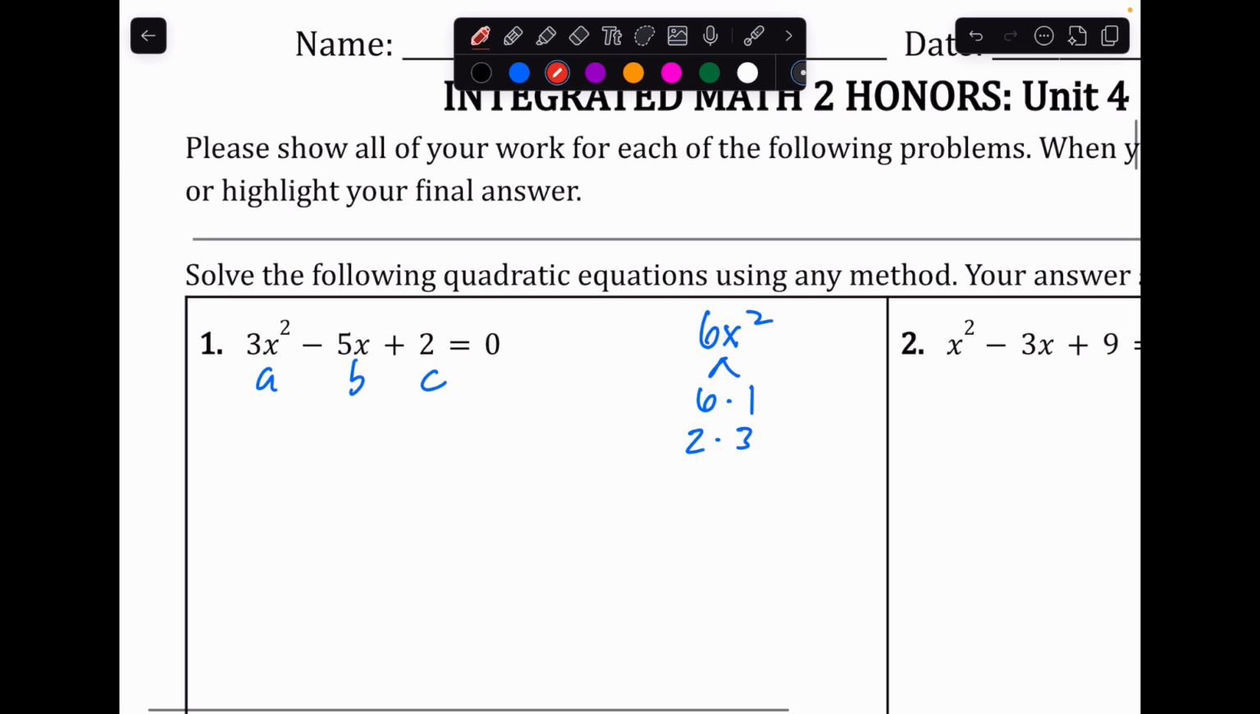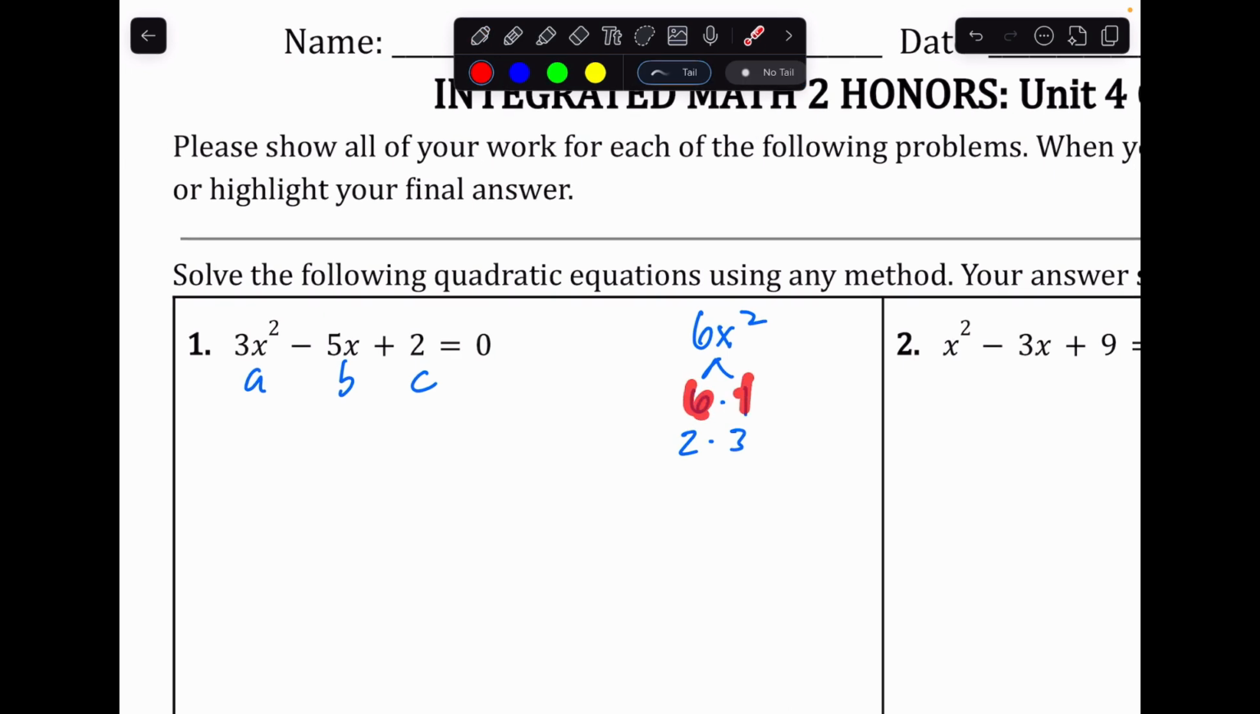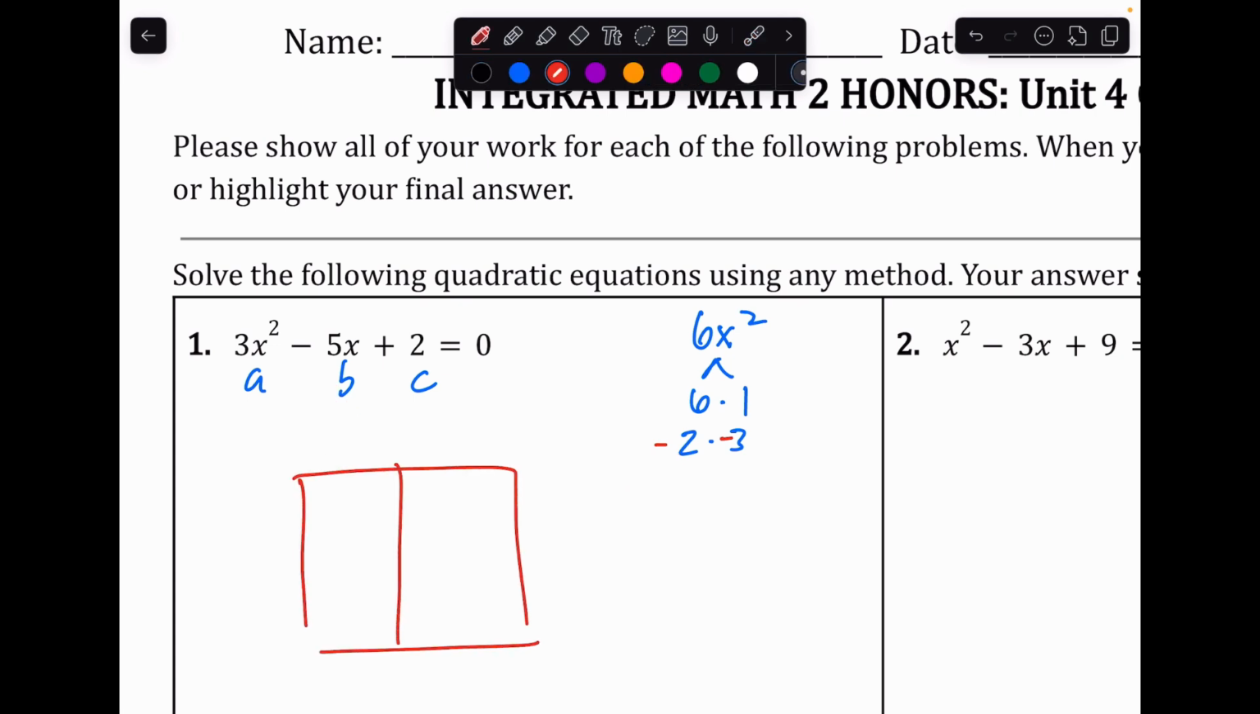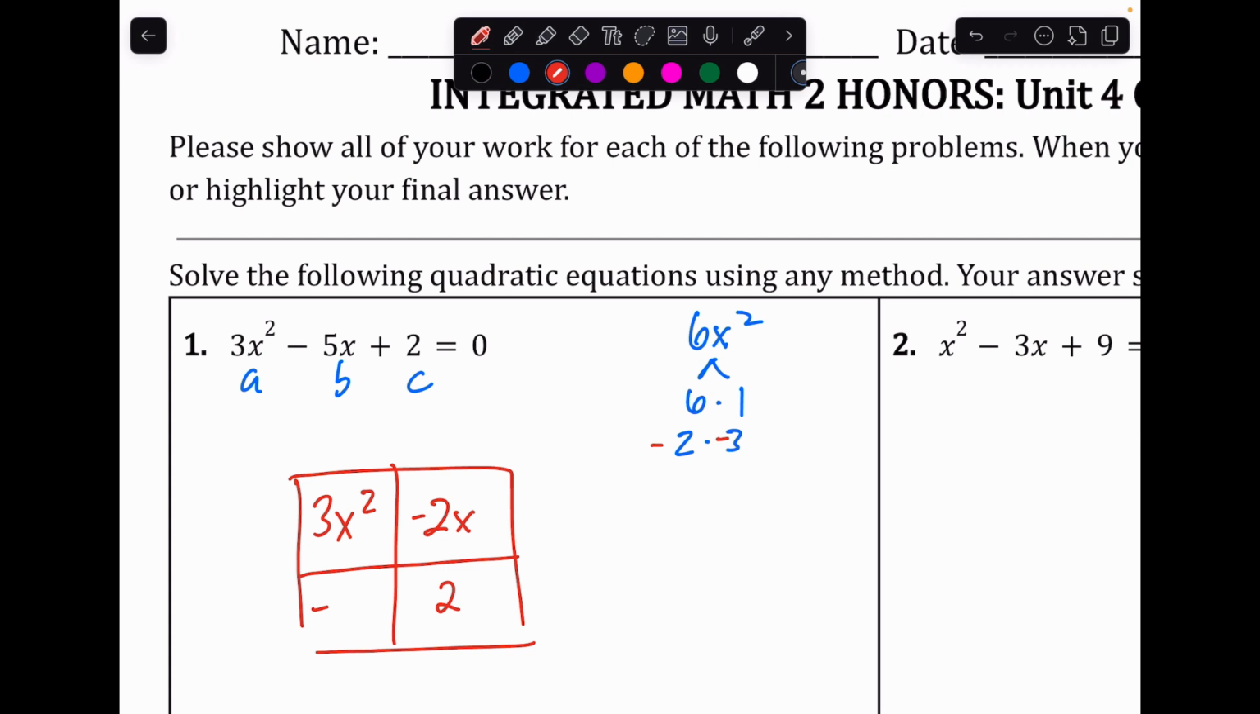If I put negatives here for 6 and 1, that will not work. What about negative 2, negative 3? Well, when I multiply negative 2 and negative 3, I do get positive 6, and I do add those, and I get negative 5. So I could use a factor method. So I'm going to use the box method, where I put the first term, first box, last term, last box. Again, I did have a negative 2 and negative 3, so I'm going to go ahead and plug those into whatever box that I want.